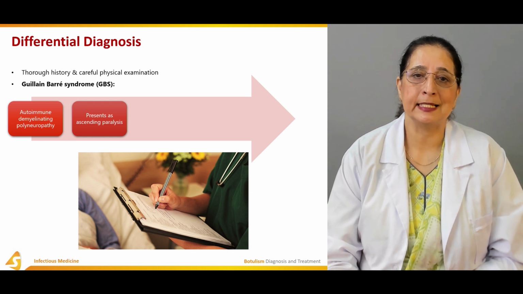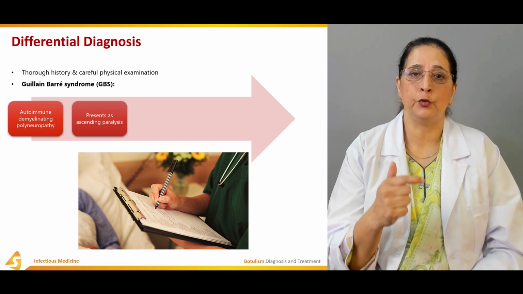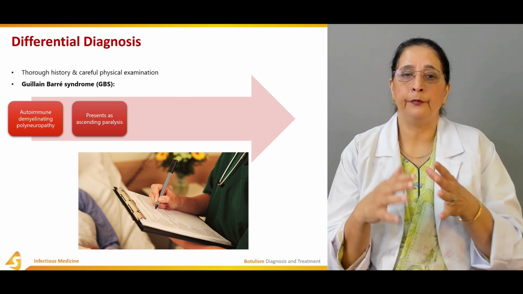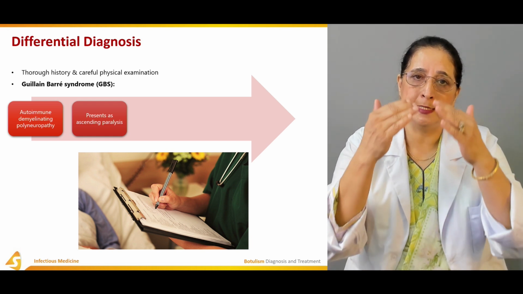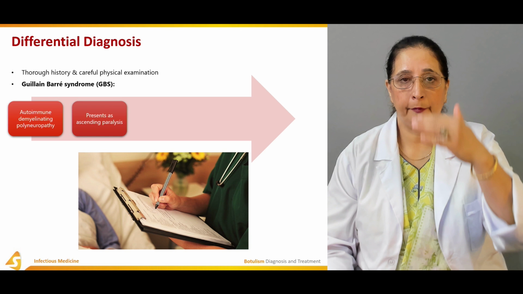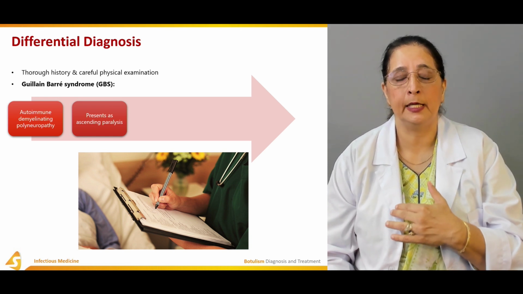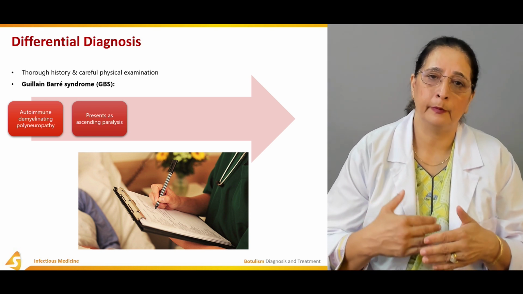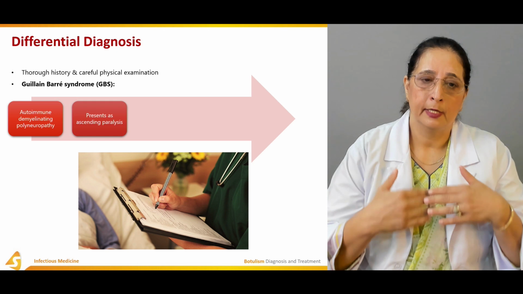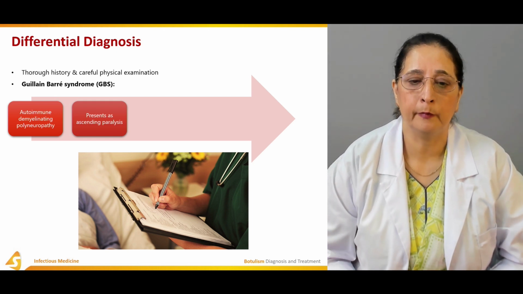It presents as ascending paralysis, a very important feature between these two. We talked about how in botulism there is descending paralysis. Paralysis progresses from the top to the lower part of the body, but in Guillain-Barré syndrome it's from low to top. So it's ascending as compared to descending in botulism.